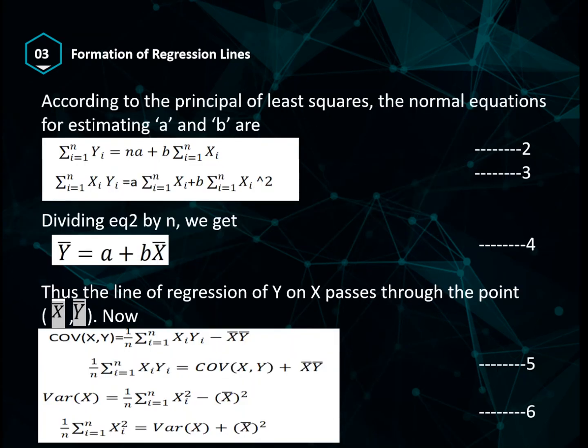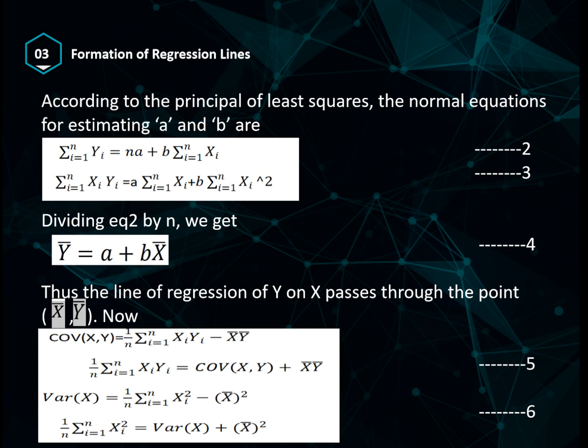According to the principle of least squares, the normal equations for estimating a and b are: summation yi = na + b summation xi, where the summation is over i = 1 to n; and summation xi yi = a summation xi + b summation xi square, where again the summation is over i = 1 to n. Let us consider these two normal equations as equation 2 and 3.